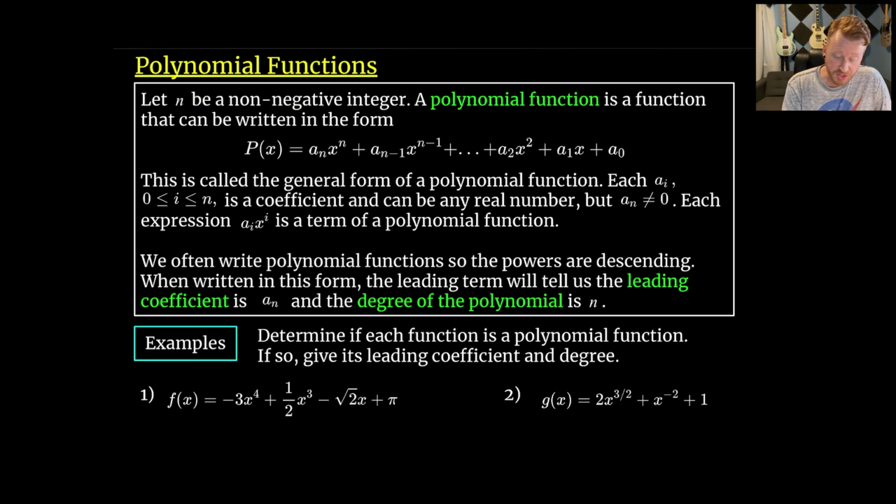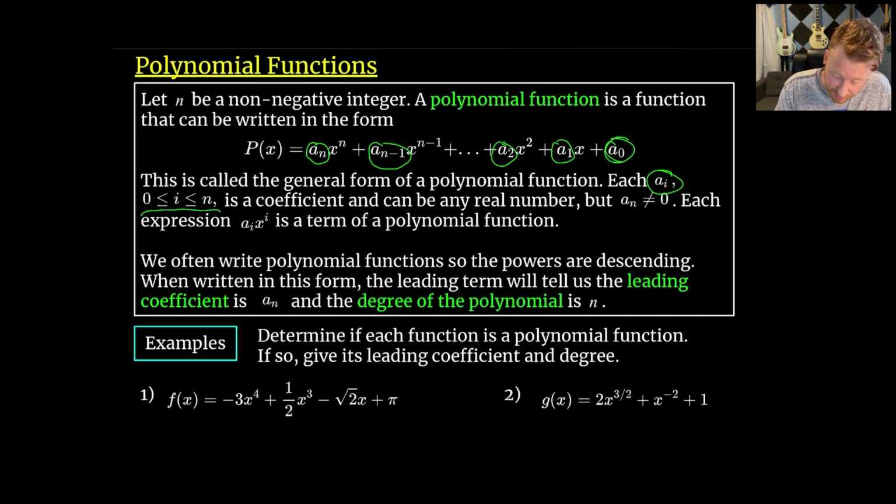So a polynomial function is a function that can be written in this very mathy looking form. P of x equals, and we'll break this down, but each of these a sub n, a sub n minus 1, dot, dot, dot, all the way down to a sub 2, a sub 1, a sub 0, these are all the coefficients. So we see here that each a sub i, and i is going from 0 to n.